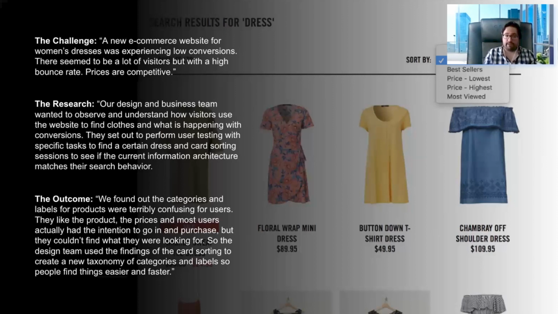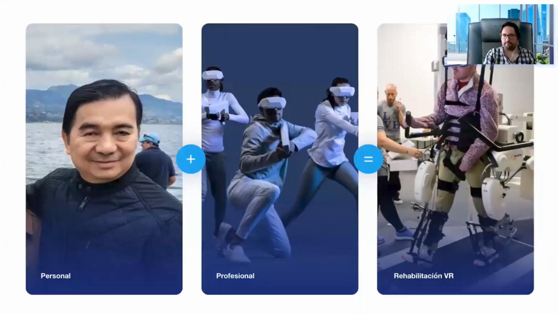They didn't purchase. So the design team used the findings of the card sorting exercises to create a taxonomy of categories and labels so people could find things more easily. If you have 30 people in a card sorting exercise, and they all group things more by color than by the actual name of the dress, you're going to have an easier way to help them find things. But again, you can only learn about this if you research, if you go out there and look at the behavior of the users with your product. There's no other way.